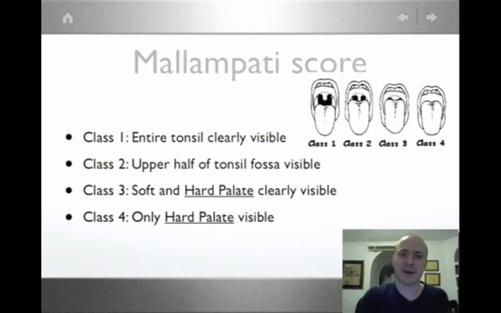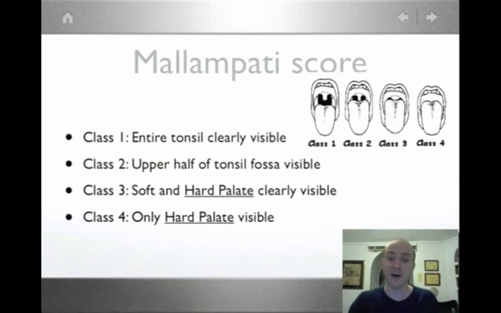Mallampati, my favorite. All right, so there's 3 classes. These are always so confusing, but here's a little diagram that basically goes over it. Class 1 is the one you want to be. Class 1, a number 1, means everything's good. You can see their whole soft palate, hard palate, their full tonsils, and their full uvula. Class 2, you can see part of the tonsils, and you can still see the hard palate and soft palate, but now you may be missing just the tip of the uvula. Class 3, well, the tonsils are pretty much gone.